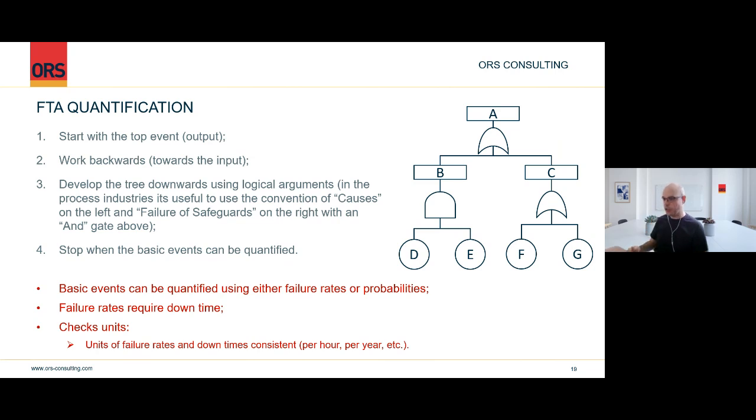And always check your units, because something that happens when you're doing this is that sometimes you get a frequency per million hours and a frequency per year. And if you're not careful and you combine those, it doesn't make sense anymore, right? So you always have to be careful with what's a probability, what's a frequency, and in which units the frequencies are.